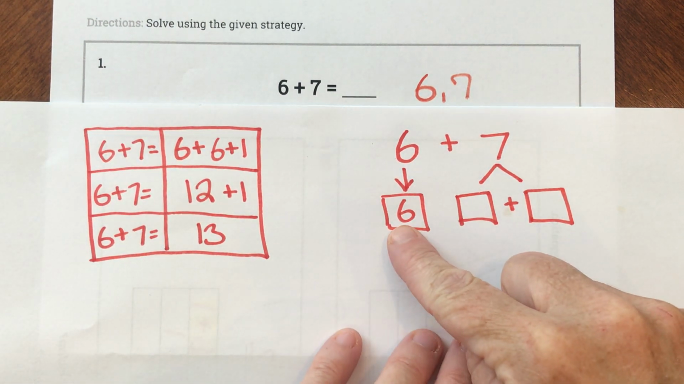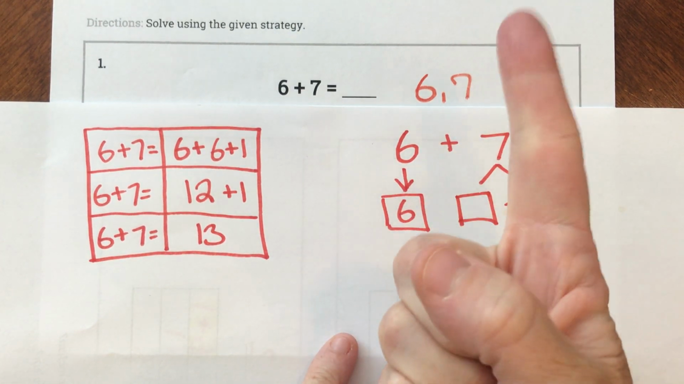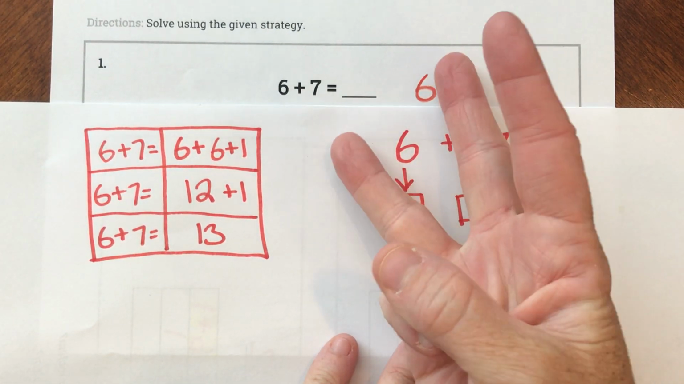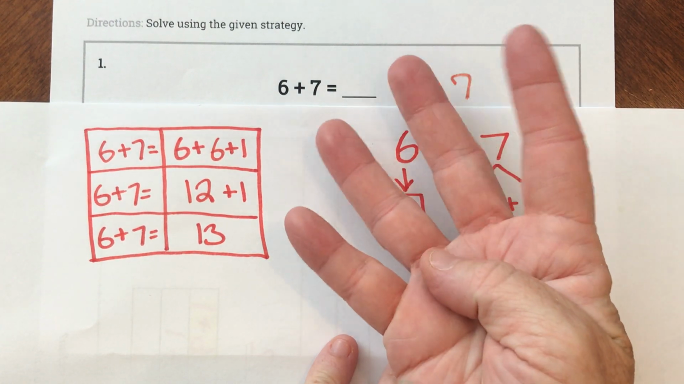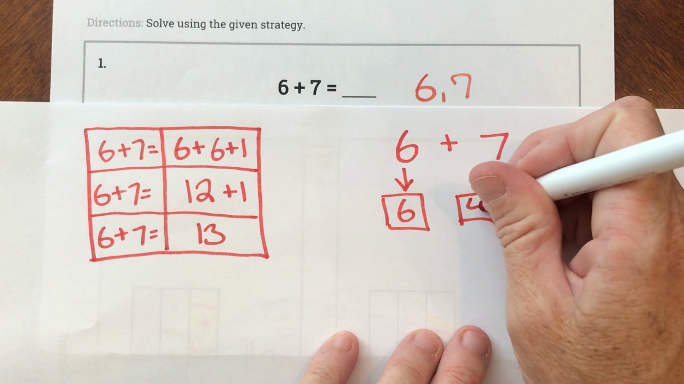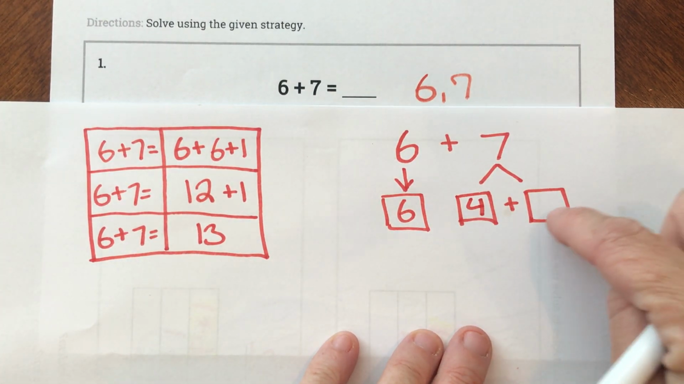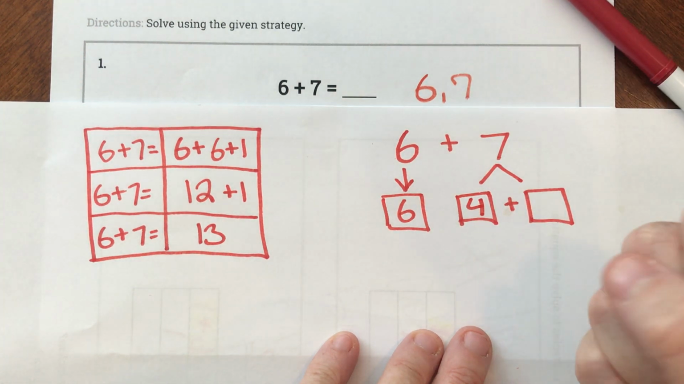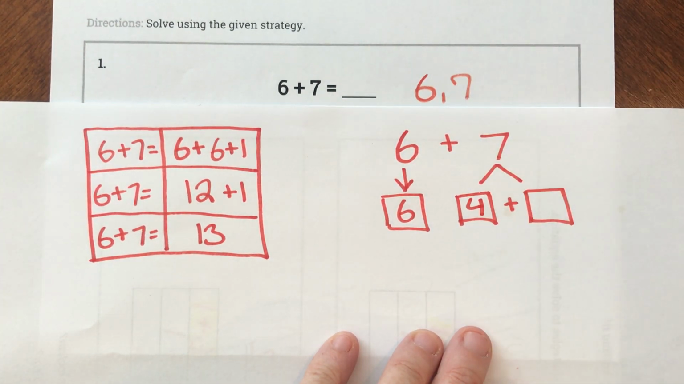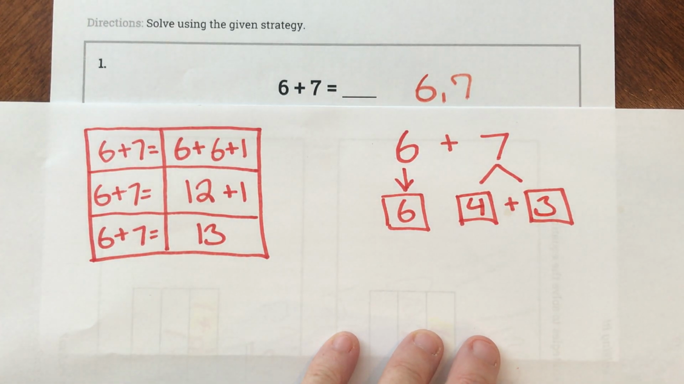So how many more do I need to add to 6 to get to 10? Let's see. If I had 6, I need to go 7, 8, 9, 10. Don't I need 4 more to get to 10? So I could decompose my 7 into 4. If I took 4 from 7, how many are over here? Let's see. If I had 4, 5, 6, 7. Ooh, I could decompose 7 into 4 and 3.